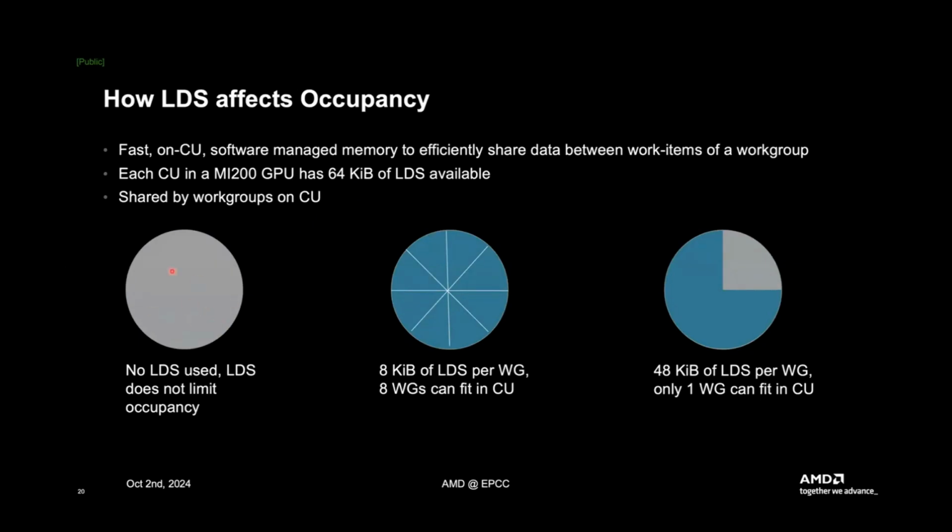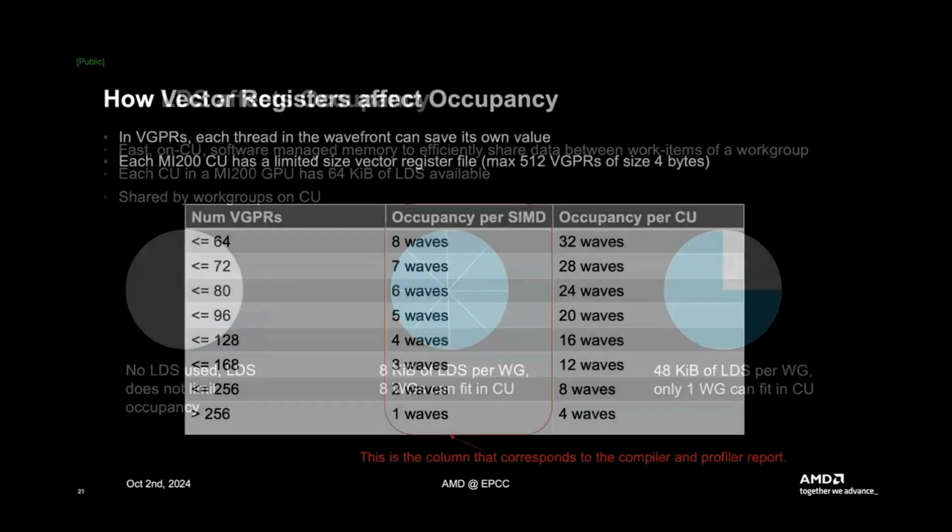So in this example, if your kernel doesn't use any LDS, LDS is not going to limit your occupancy. If each work group is using 8 kilobytes, then only 8 work groups can fit in that CU, right? Even though there is room for 32, we can only fit 8. If you require a lot of LDS, in some cases that is an optimization, but in that case, only one work group can fit in the CU. So in some cases, having that work group be large enough can also work, but there are other considerations.